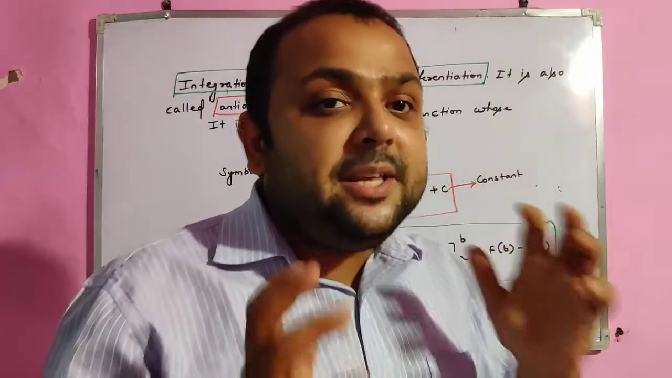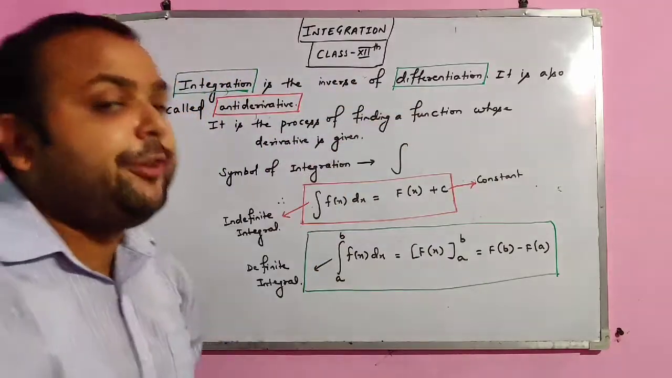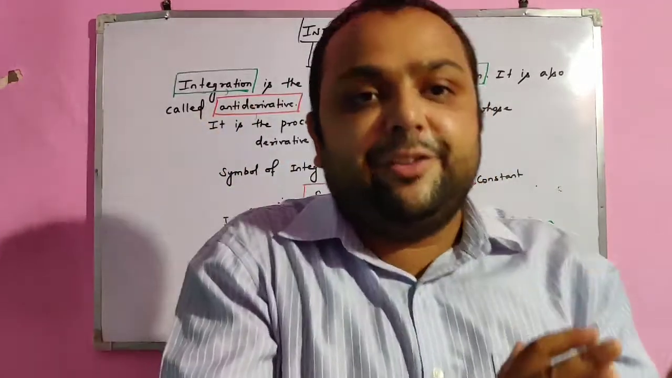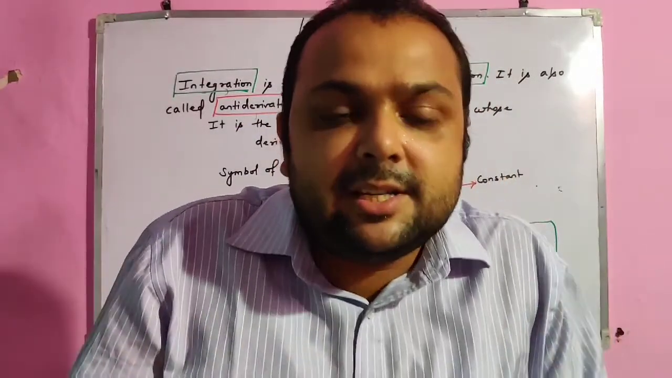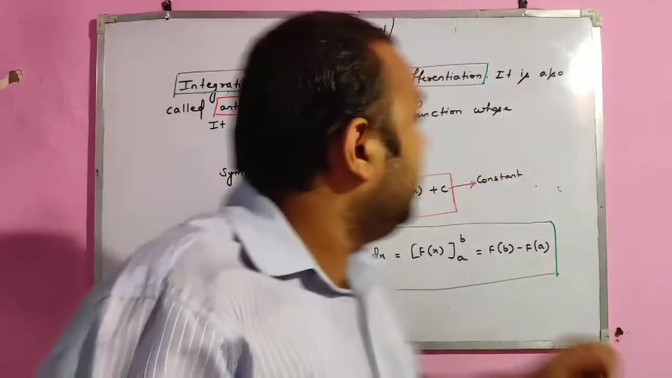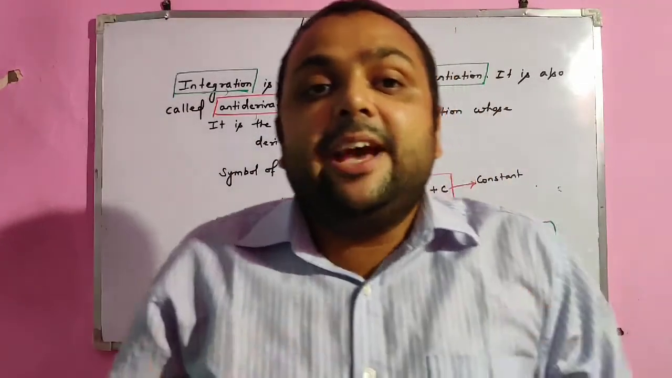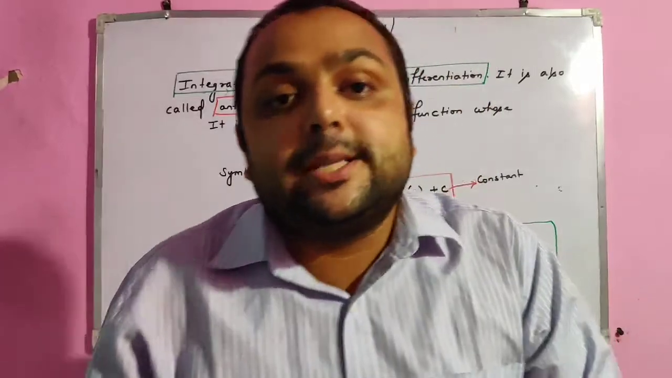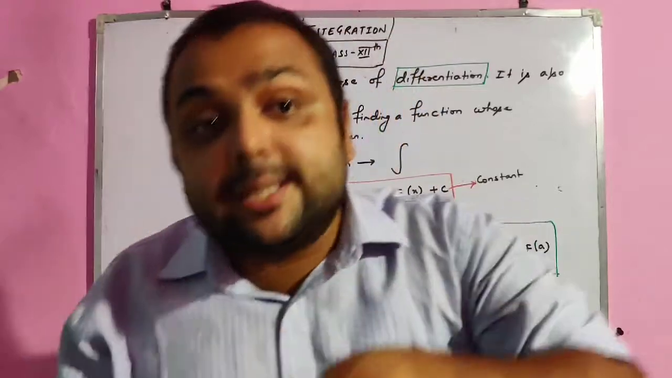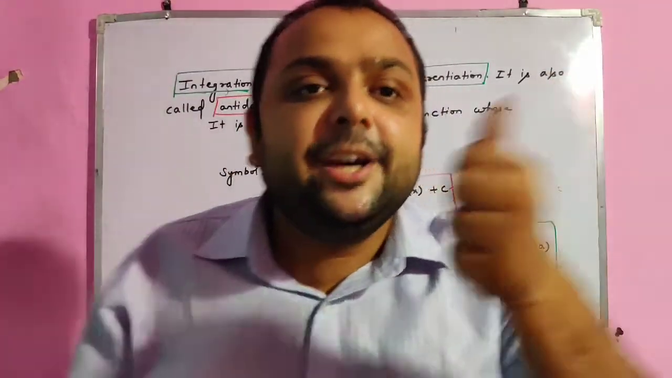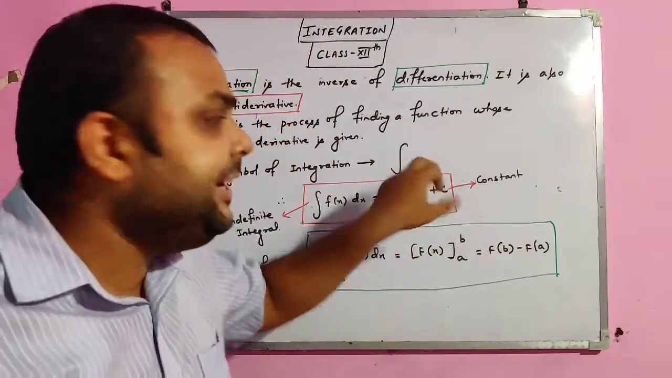So please see the definition, please see the formula very carefully. Now integration is the inverse of differentiation. This is just the opposite of differentiation. It is also called antiderivative. Since it is opposite, it is inverse, it is called antiderivative. It is the process of finding a function whose derivative is given. As we have the derivative of sin x given as cos x, how can we apply the method to get sin x from cos x? That particular method is called integration. This is the symbol of integration. This is called the integral sign.